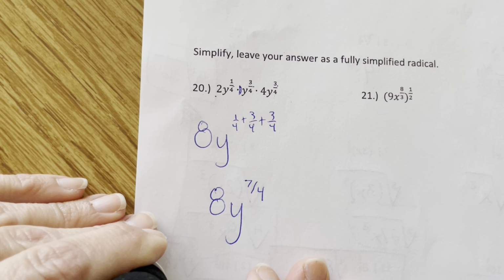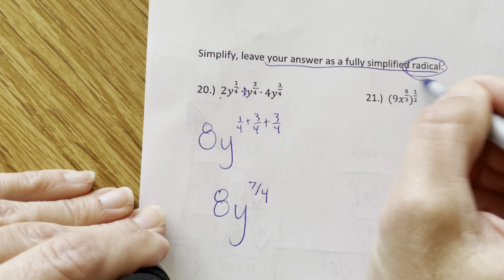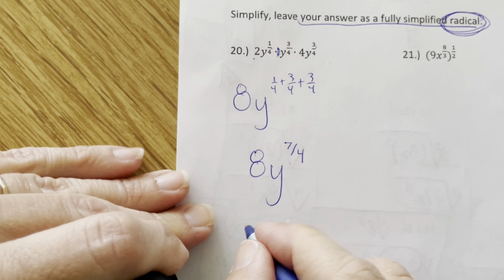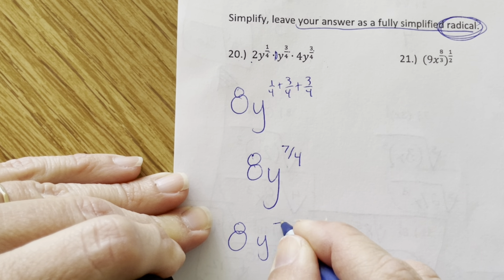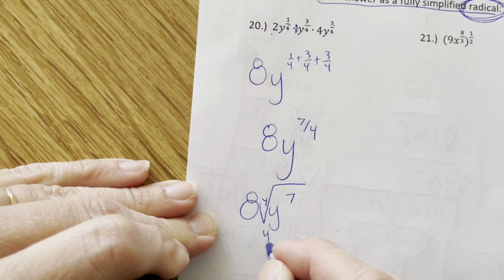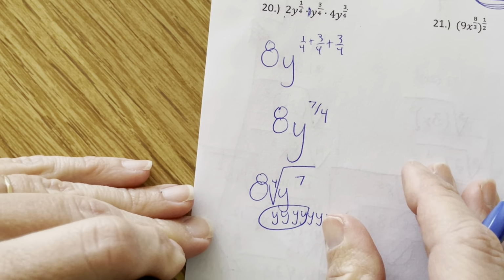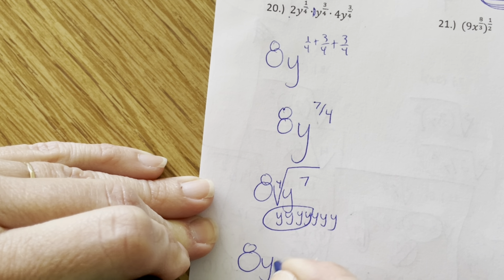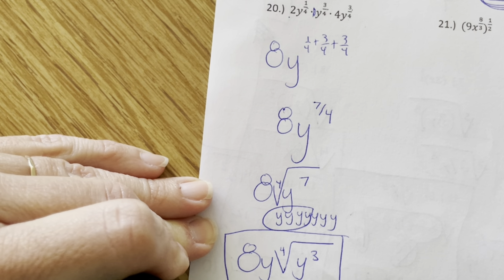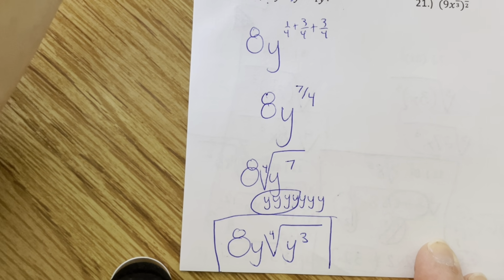That would be my final answer, except in the instructions, he says, leave your answer as a fully simplified radical. Radical means a root. So not a power anymore, but a root. So this is going to be 8, y to the 7th, 4th rooted. Can I reduce that? Yes, I can. I've got 7 y's in here, so I've got a grouping of 4. So my final answer is 8y times the 4th root of y to the 3rd. That is my simplified radical answer. You might end up going back and watching that one again because it's a little tricky.